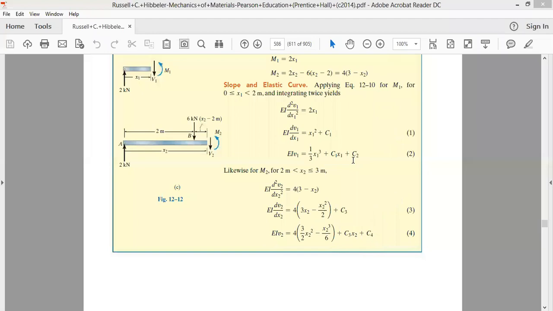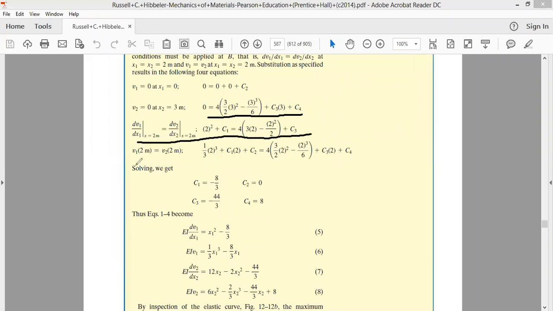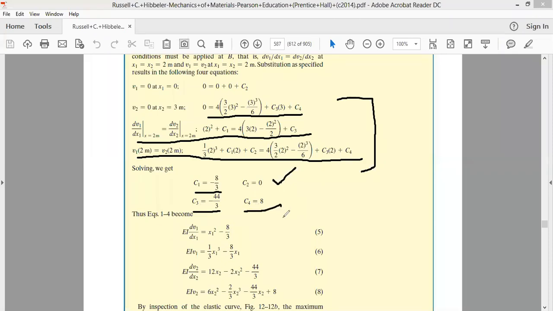So we have more than enough equations now to solve. One equation we have is between C3 and C4. Using this boundary condition we have an equation in terms of C1 and C3, and using deflections at x equal to 2 we have one in terms of C3 and C4. So we have all these equations now in hand. Solve these algebraic equations and you will obtain the value of C1. C2 we have already obtained equal to 0. We'll obtain the value of C3 and the value of C4.